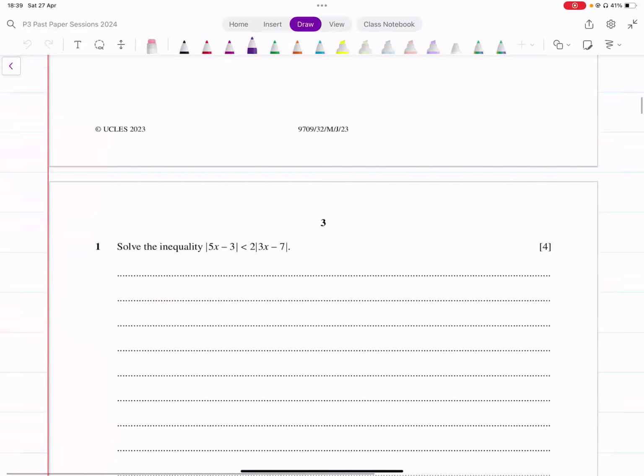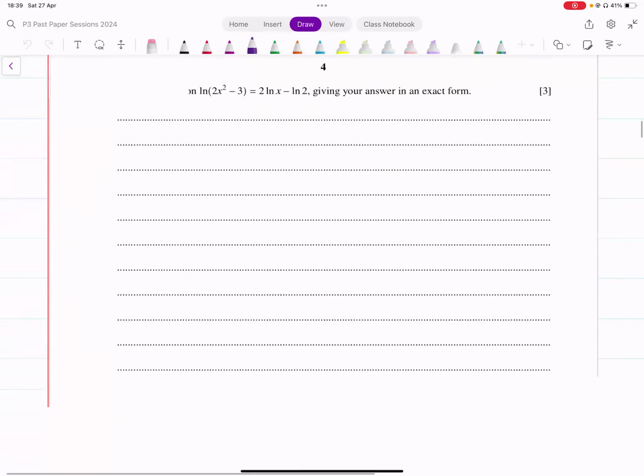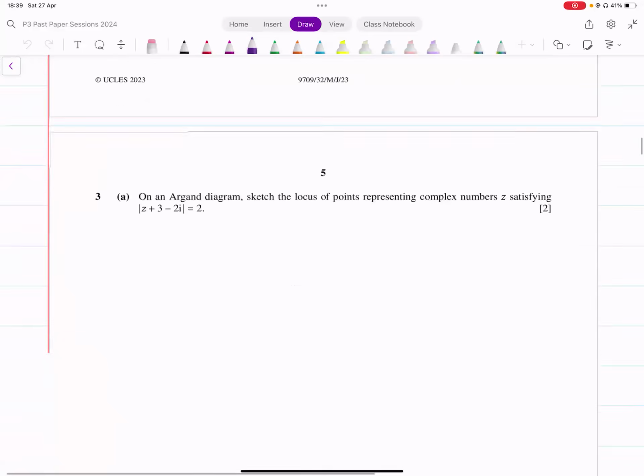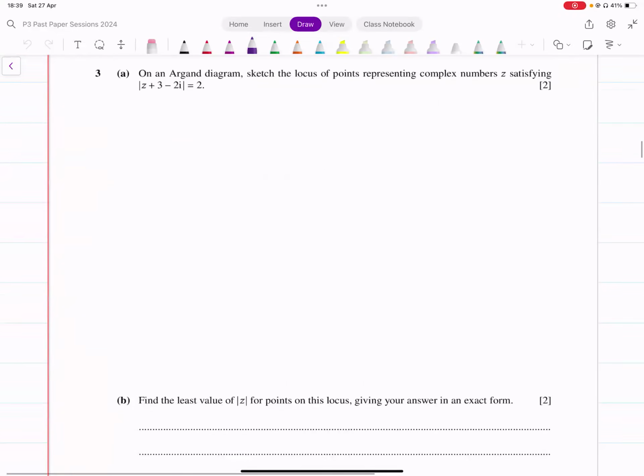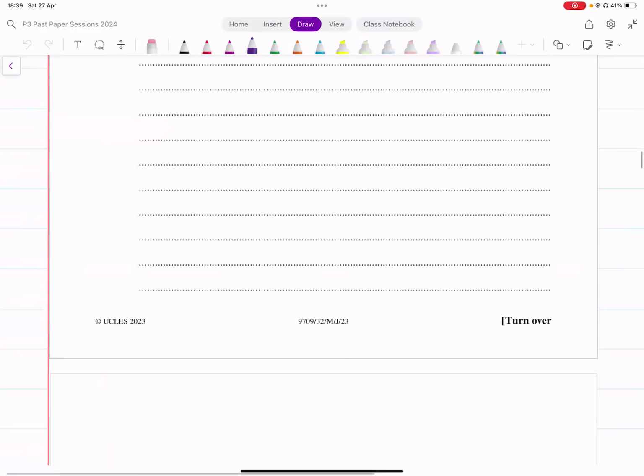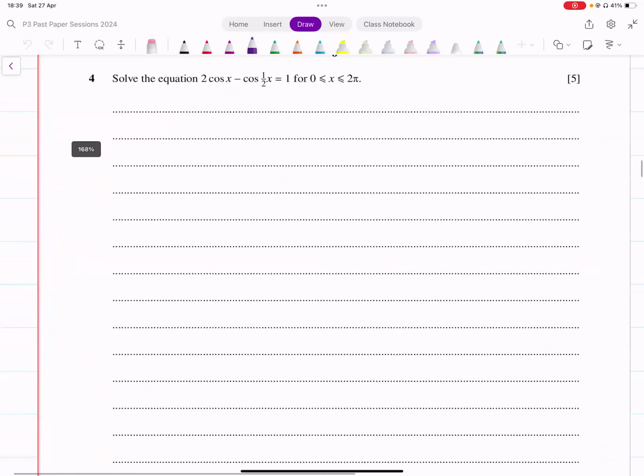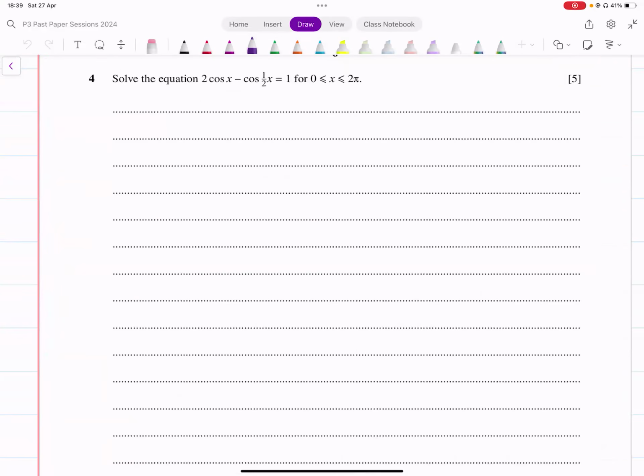Okay, so let's have a look at these questions. We have this inequality first of all, then this log question, then this complex number problem, which most of you are saying you're okay with. Okay, so this is the first question that most of you have asked about. Question number 4. Yeah, let's start with this one.